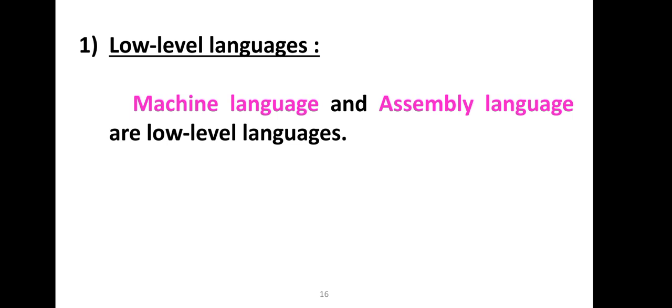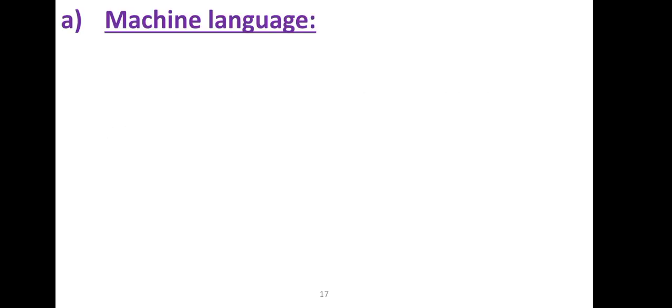What is a low level language? A low level language is very easy for the system to understand and communicate with, but it is very difficult for the operator or the user to understand. This type of language is called low level language. Machine language and assembly language are known as low level languages.